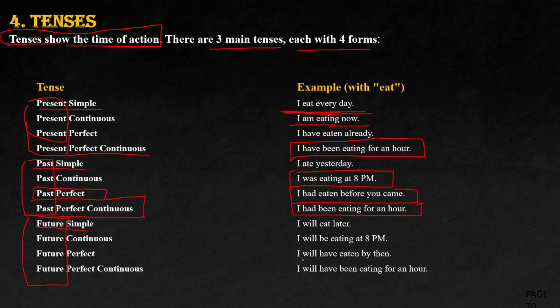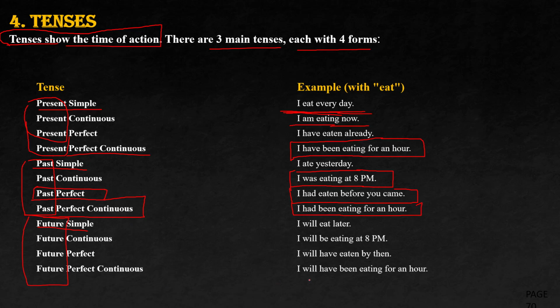The future perfect means in the future you have already done that one. In future you are going to do it, and that will be completed. In that case, the sentence will be like this: I will have eaten by then. So tomorrow exactly at 8 p.m. my work will be finished. I will have finished my work by 8 p.m. Okay, like that.